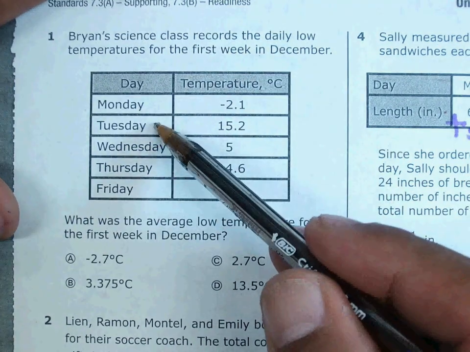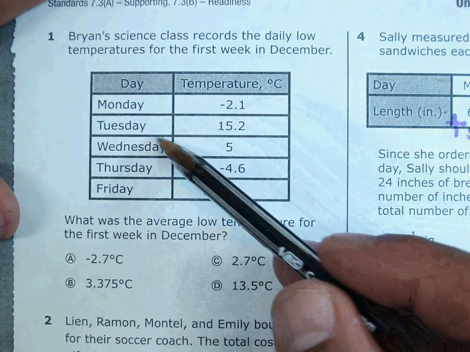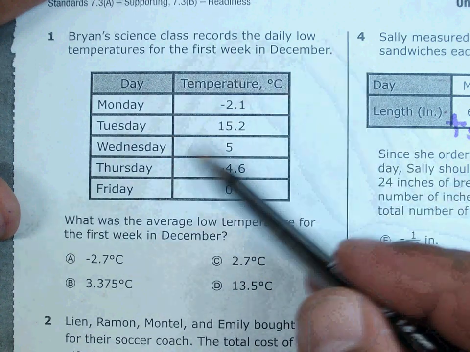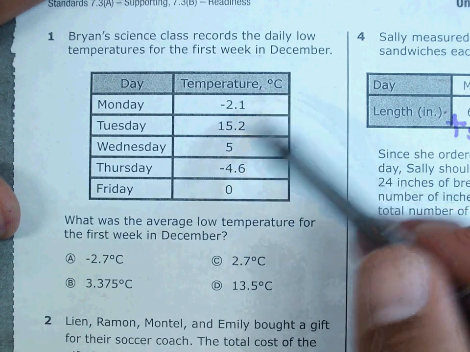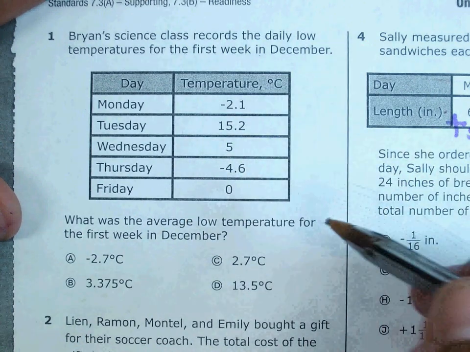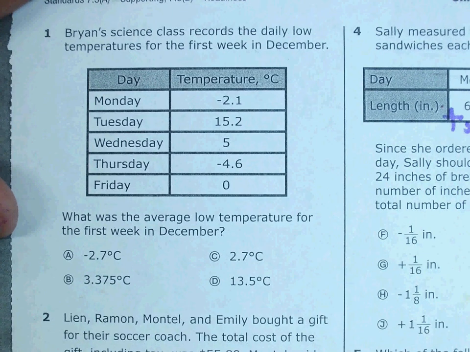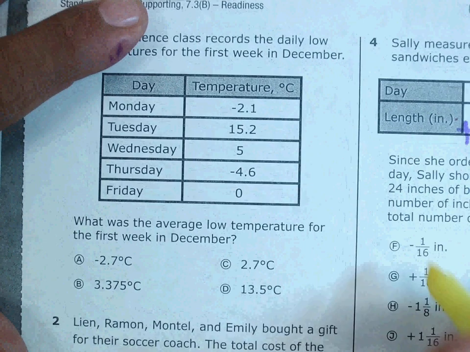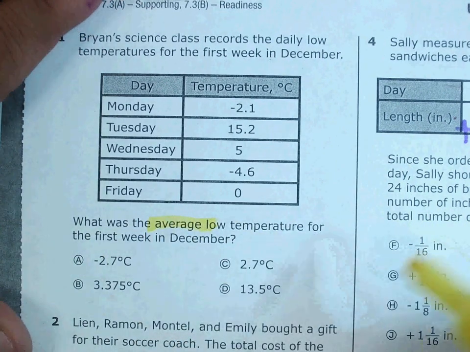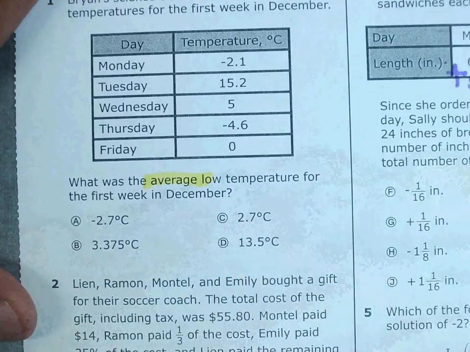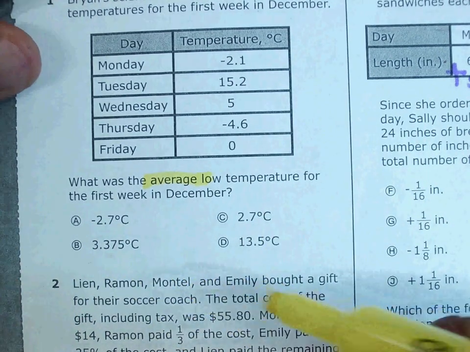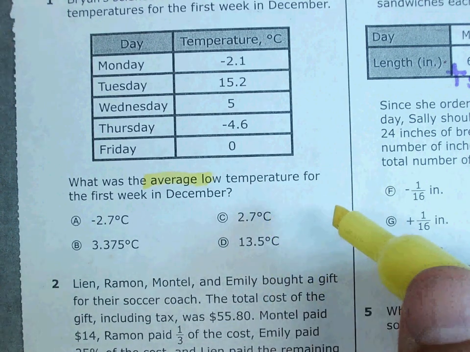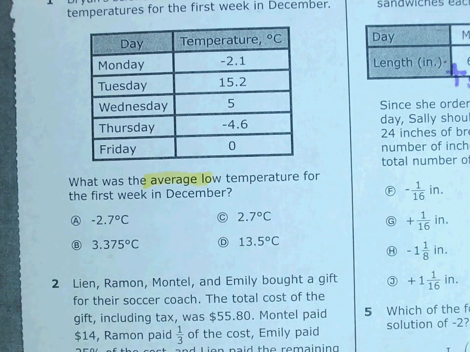You have a table. It says Monday, negative 2.1 degrees Celsius. Tuesday, 15.2 degrees Celsius. Wednesday, 5 degrees Celsius. Thursday, negative 4.6 degrees Celsius. Friday, 0 degrees Celsius. It says what was the average low temperature for the first week in December, and so we want to know the average. It does give you options. A is negative 2.7 degrees Celsius, B is 3.375 degrees Celsius, C 2.7 degrees Celsius, or D 13.5 degrees Celsius.